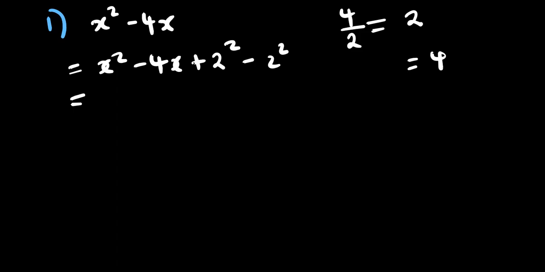Now what we are going to do is ignore the halved term, and we're going to put the ones with the squares in one bracket. So we're going to have x plus 2, this will be squared, minus 2 squared, that is just 4. Therefore when we reach here, we've completed the square. Let's solve the next question.